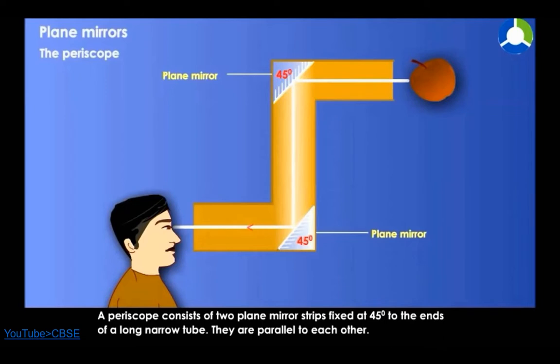So we have a mirror here arranged at 45 degrees, parallel to another mirror with the same angular perspective of 45 degrees. Okay? And then you can see an object that is outside of your perspective or eyesight. So that is the science of the periscope.